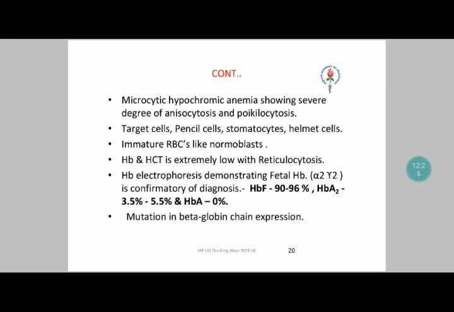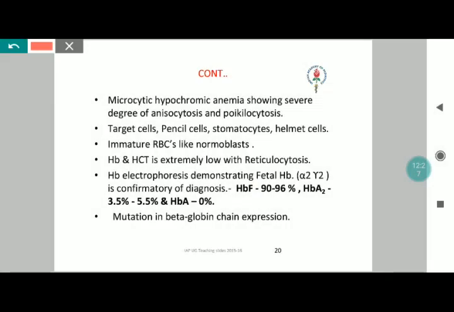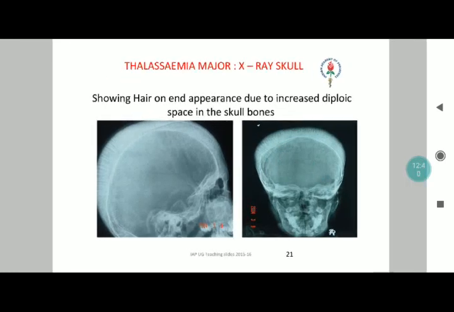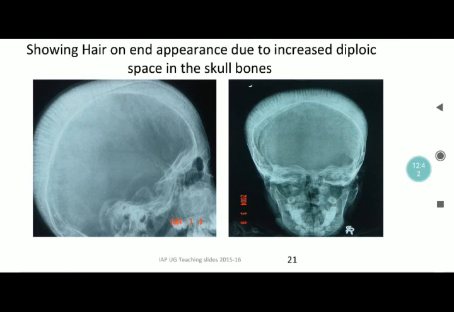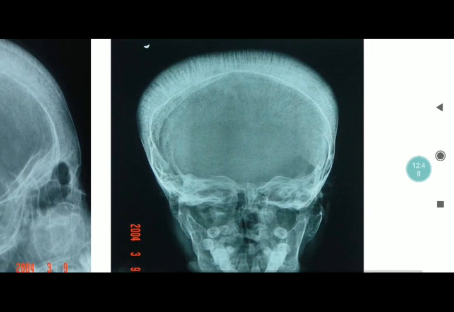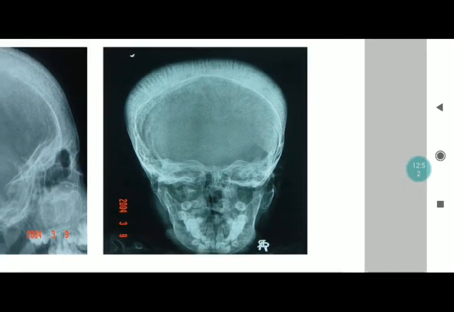The diagnosis is typically done by hemoglobin electrophoresis where the fetal hemoglobin is observed. 2 alpha and 2 gamma chains of course are confirmatory of the diagnosis depending on the amount which is present quantitatively. If you take an X-ray of the skull, what you typically see here is a hair on end appearance, which is because of the increased diploic space in between the skull bones. An easy way to remember is the mnemonic: the hair appears like it is spiked, hair on end appearance.